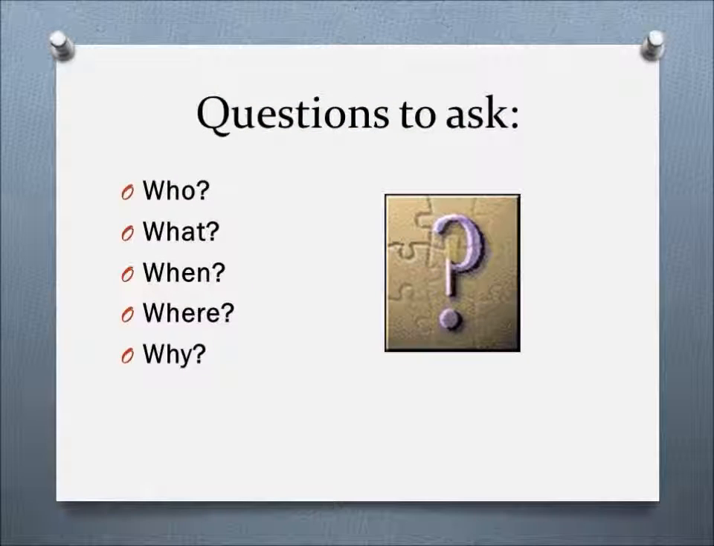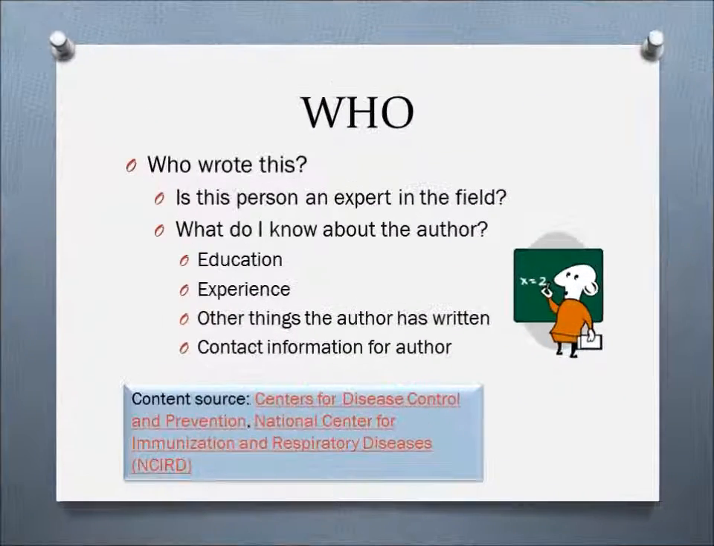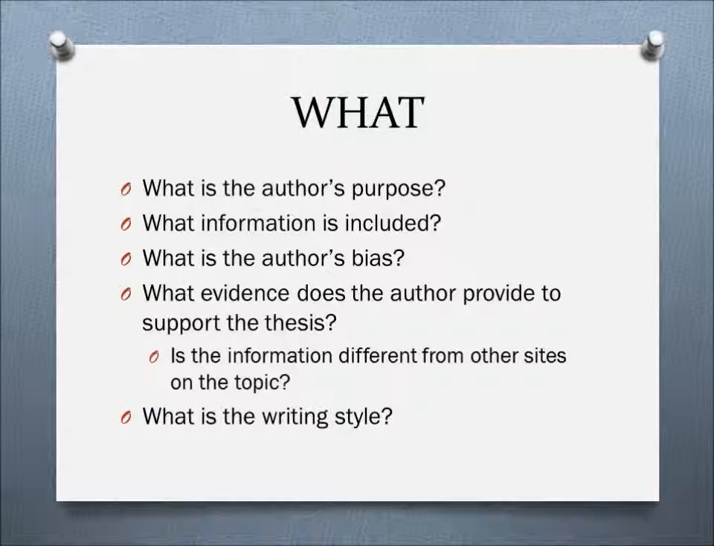When looking at a website, ask yourself the following questions: who, what, when, where, and why. Who? Who wrote this web page? Is this an authority in the field? The CDC is an authority in this particular field. What can I learn about the author? In general, you would look for information about the author's education, experience, and other things the author has written. In this instance, the site was written by an organization or a group of people. Also look for contact information for the author. Contact info for our flu shot page will be shown later in this presentation.